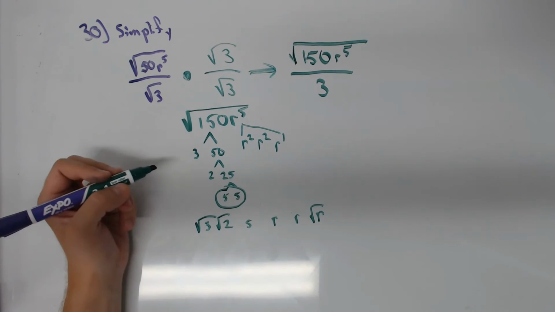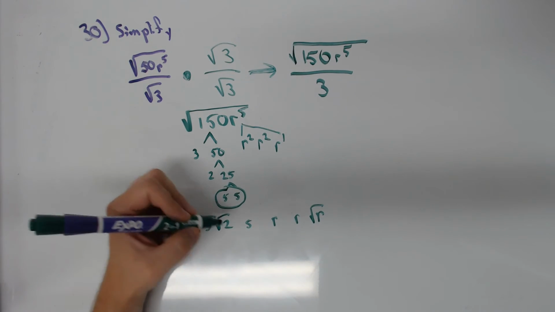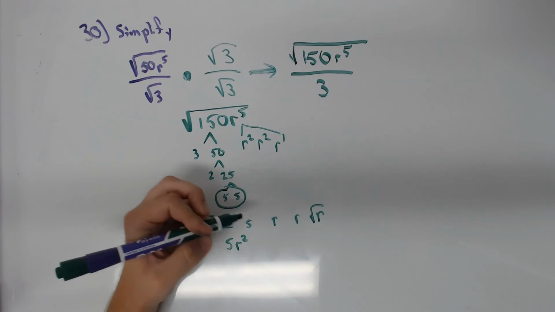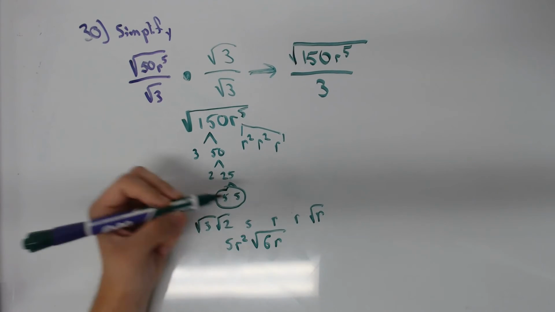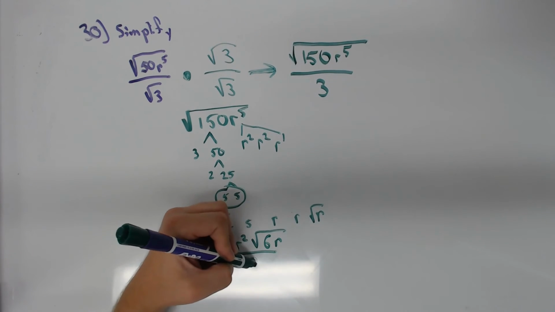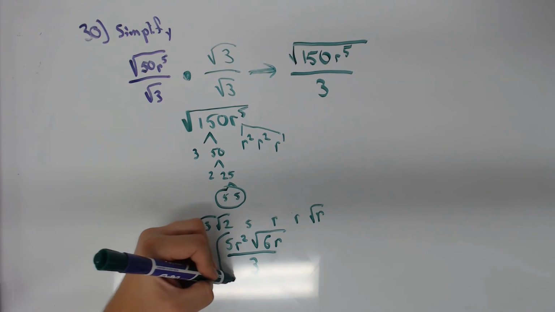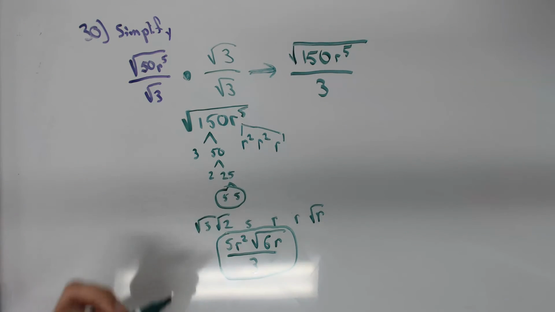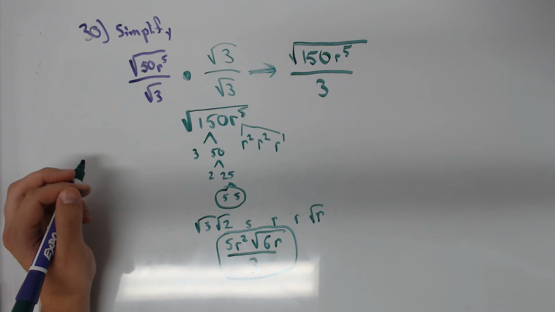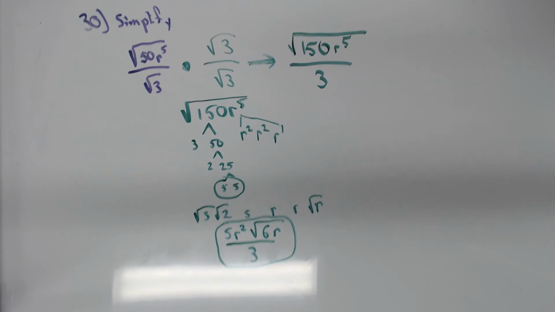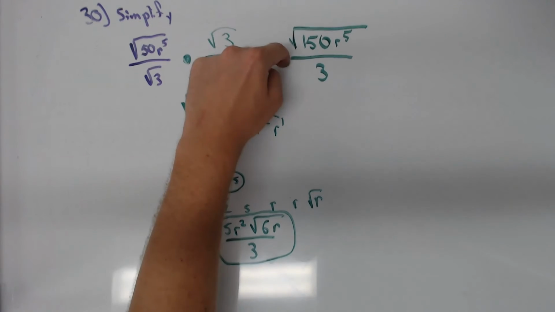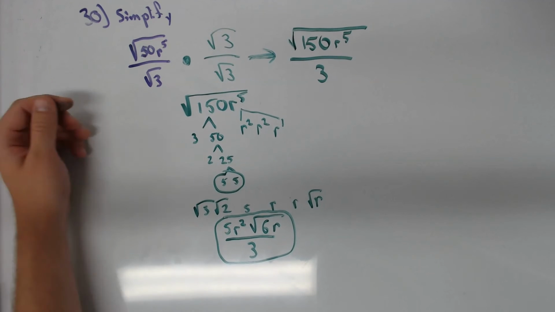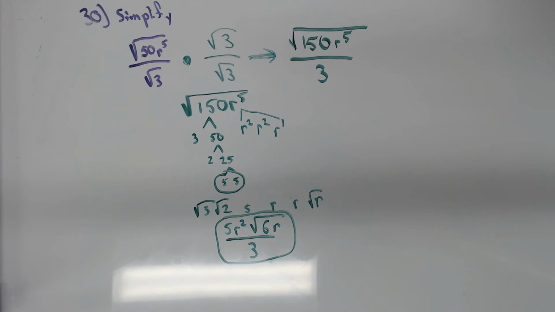So now outside stuff stays together, inside stuff stays together. I get 5r squared times the square root of 3 times 2 is 6, r, over 3 back from the original part of the problem. All right, this is honestly a little bit of a longer one. They won't all take this many steps, but this one made us simplify the denominator, then simplify the numerator. Sometimes we'll only have to do 1 or 2.